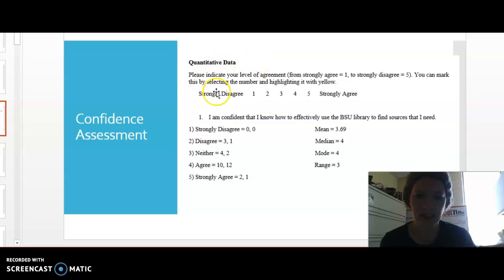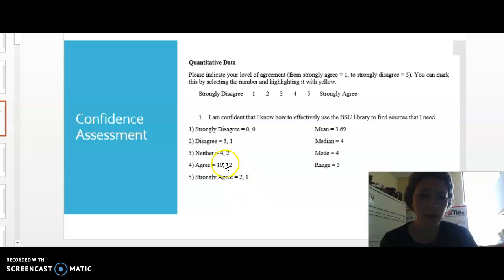So with quantitative data, this kind of Likert style question, I can begin to get a sense overall of the trend of the class. So for instance, in the question, I'm confident that I know how to effectively use the BSU library to find sources that I need.